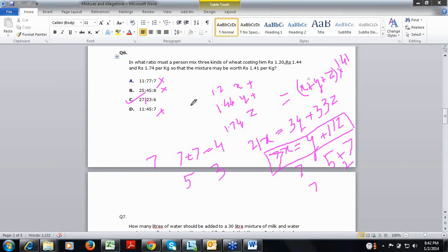So what was the basic logic, that how can you use number theory in solving questions of mixtures and alligations? So the options they have given are wrong. It's not a problem. If you understand the logic, you can solve all the questions.